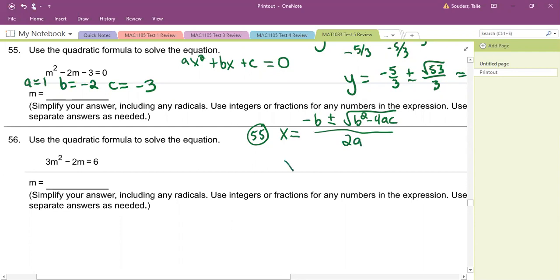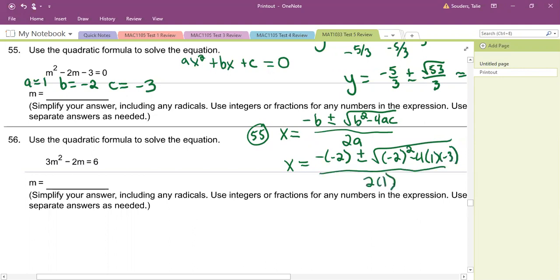Okay, so we have -2 plus or minus what? The square root of what? -2 squared minus 4 times 1 times -3. Good. Over 2 times 1. Very good.